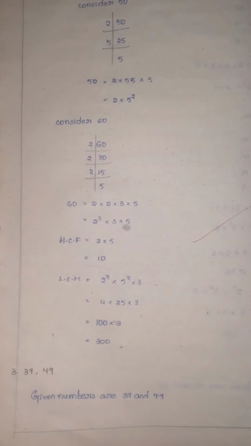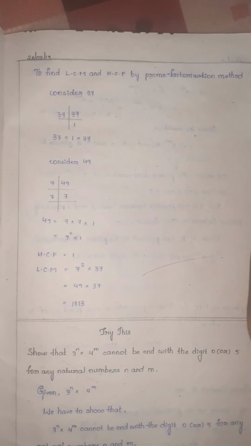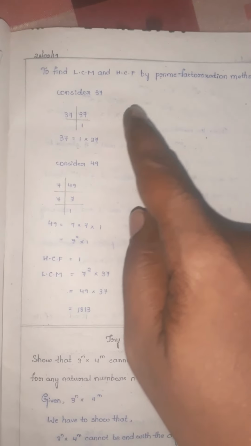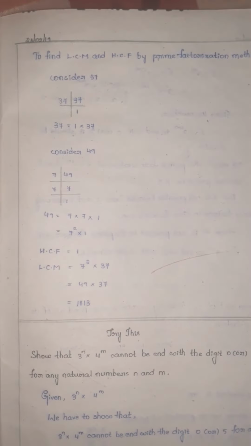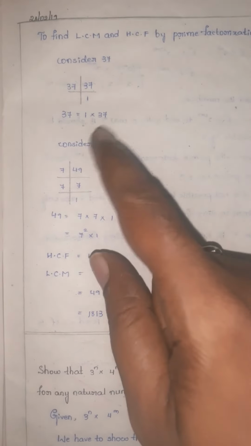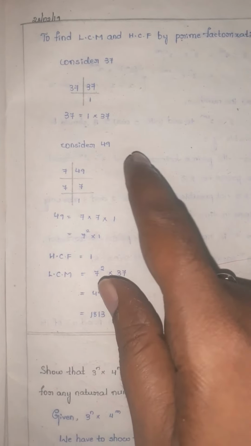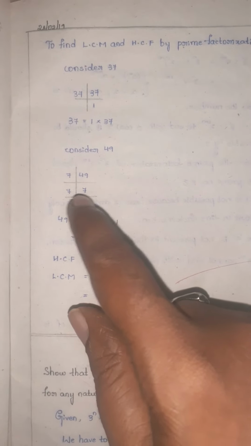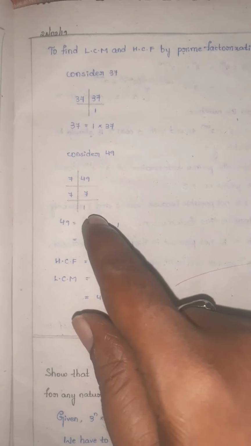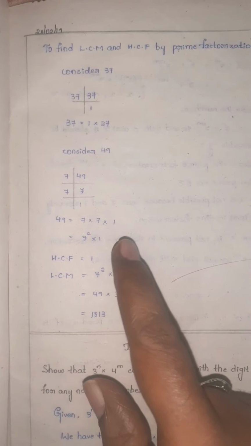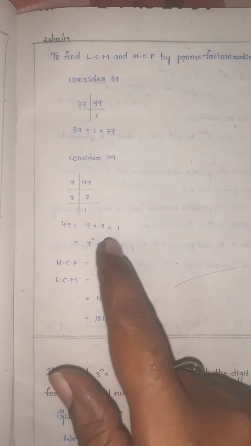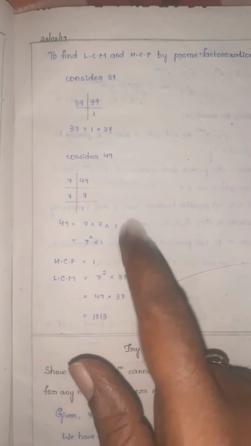Next, 37 comma 49. Given numbers are 37 and 49. It is asking to find LCM and HCF by prime factorization method. So 37 is a prime number. It is divisible by 1 and itself, or otherwise it has two factors only. So 37 is equal to 1 into 37. Next consider 49. 7 7s are 49. Again 7 ones are 7. So 7 into 7 into 1. How many 7s are there? Two 7s. So 7 square into 1.